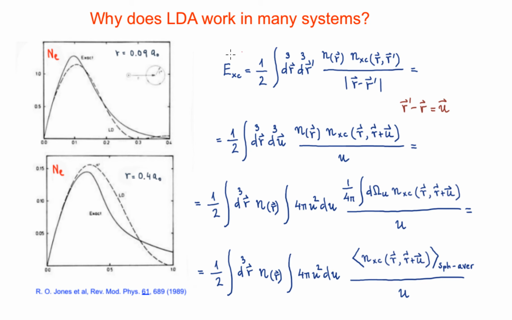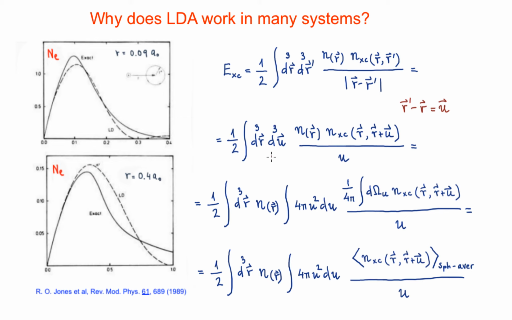Here we have the expression for the exchange and correlation energy, which you can write in terms of the exchange and correlation hole. If we do this change of variables, you can write r prime minus r equal to u, and write this integral in terms of this new vector u. We can easily get that expression here. As you can see, the angular dependence on the u vector is just included in the expression of the exchange and correlation hole.